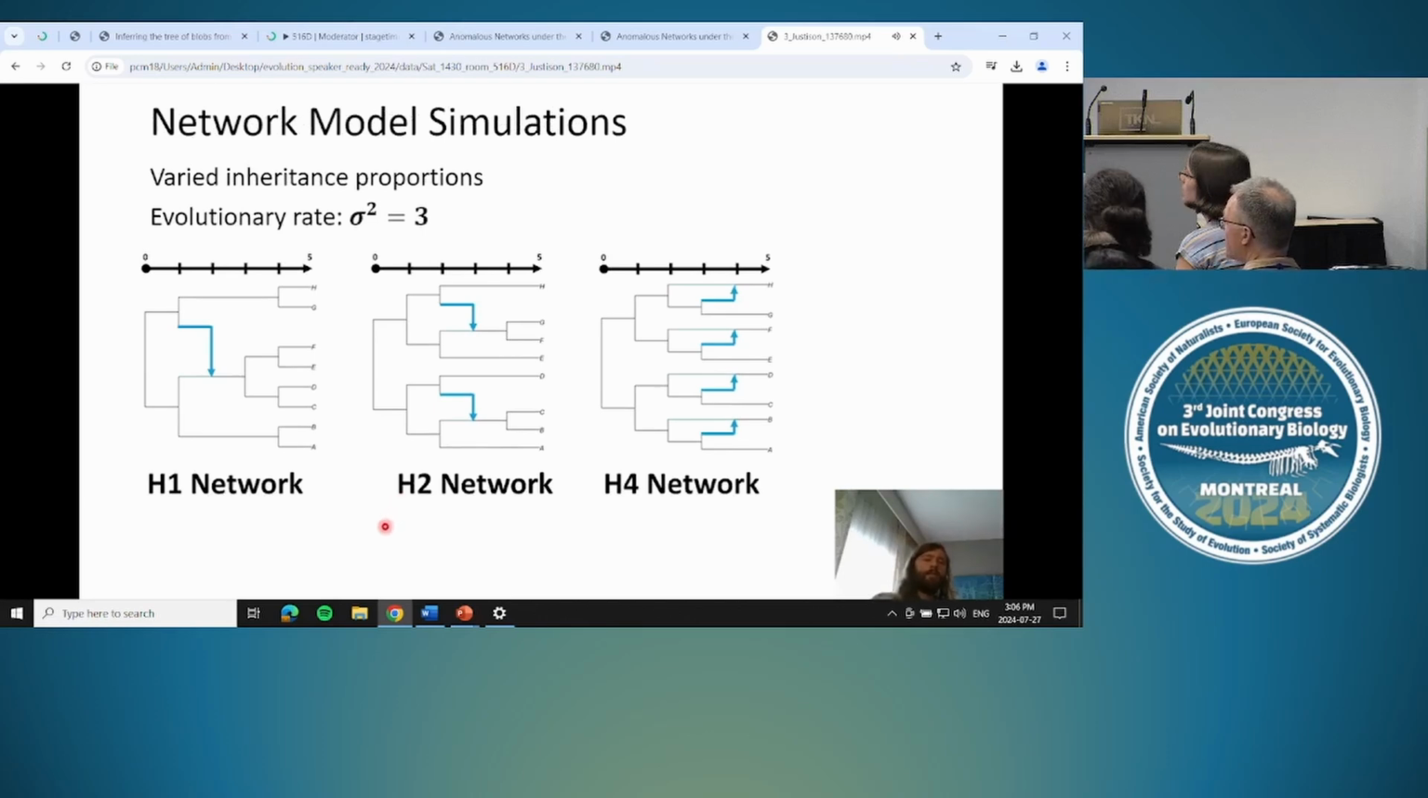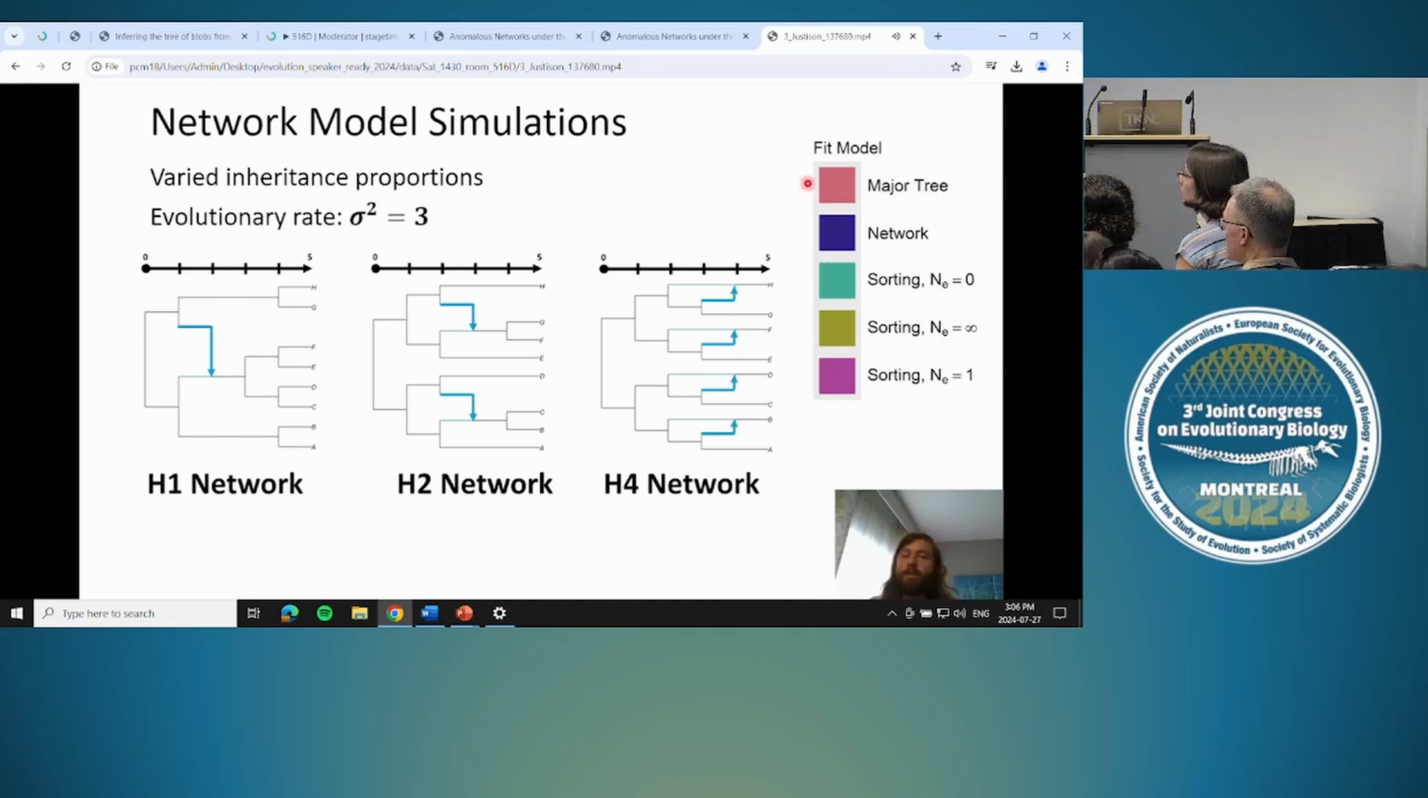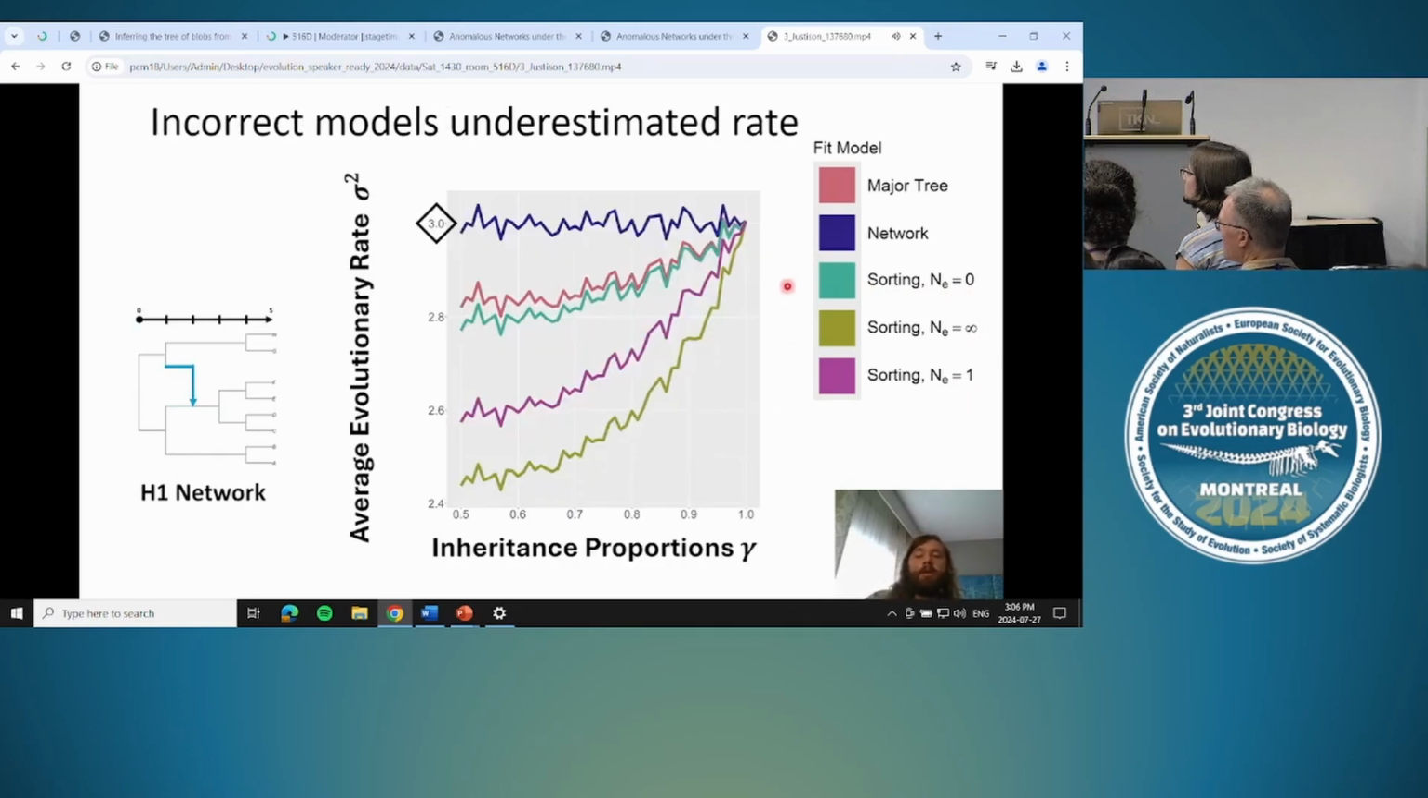And so for our network model simulations, what we did is we varied the inheritance proportions, and then we kept our evolutionary rate the same, and then we asked, what is the evolutionary rate when we fit a variety of models? We have the major tree model, which essentially is if we get rid of these dark blue lines here, and then we fit the resulting tree. We have the network, which is the true model, and then we have our lineage sorting models, which is when we're assuming a small population size, a large population size, and then something in the middle. And what we can note is that if we fit an incorrect model, the evolutionary rate is actually going to be underestimated.